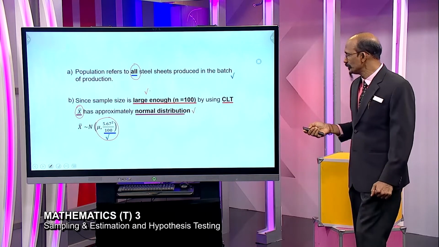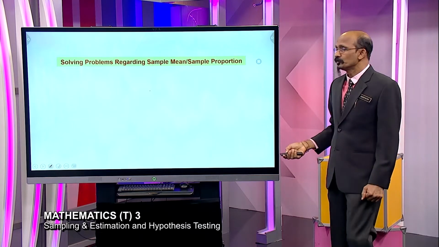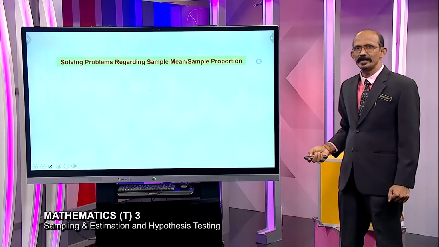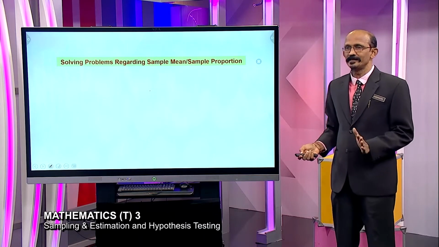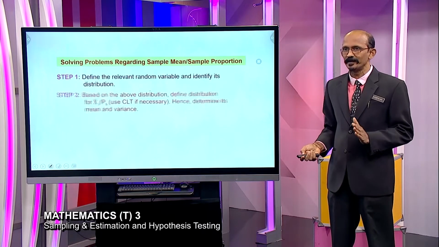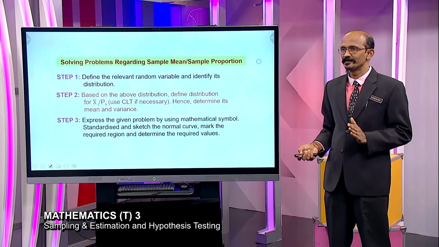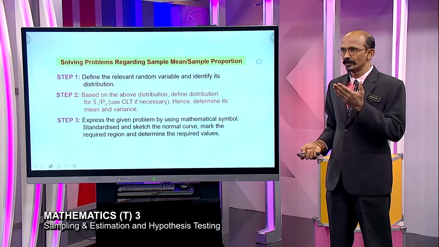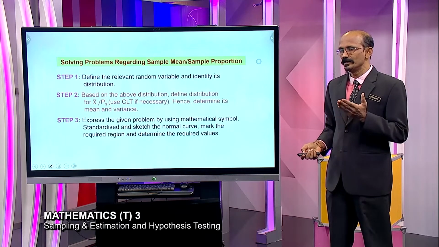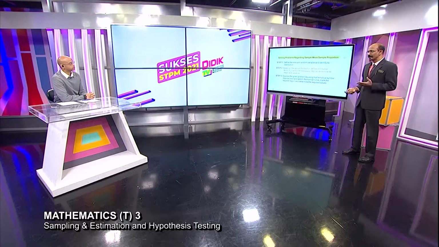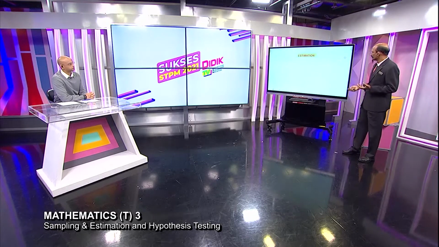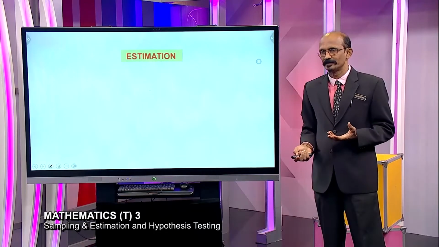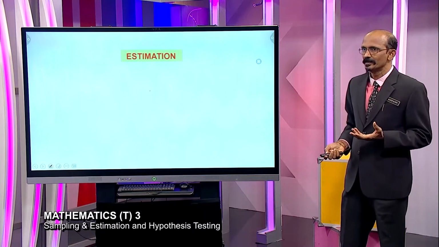Okay, we continue. To solve problems regarding sample mean and sample proportion is very easy. We just follow these 3 simple steps. You have to define the distribution, and then use step 3. You need to find the correct mathematical symbol as I mentioned earlier. You standardize, sketch the normal curve, and determine the value required.